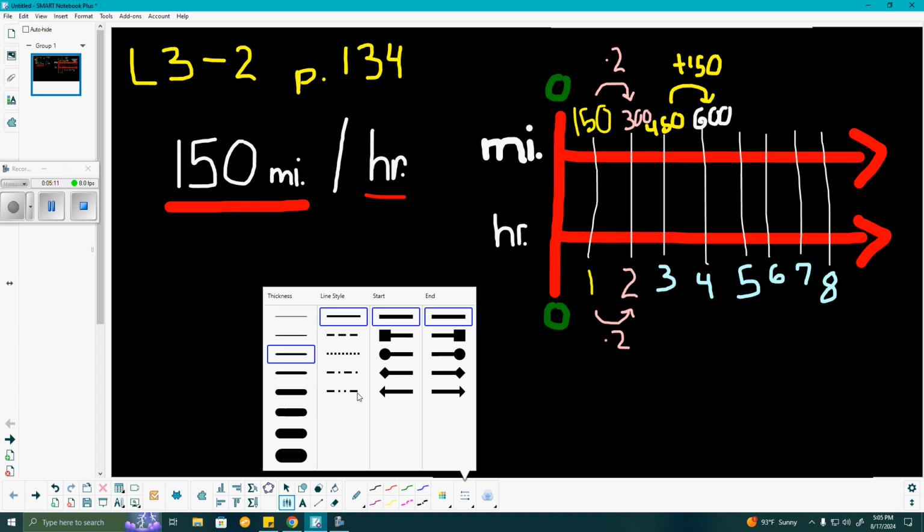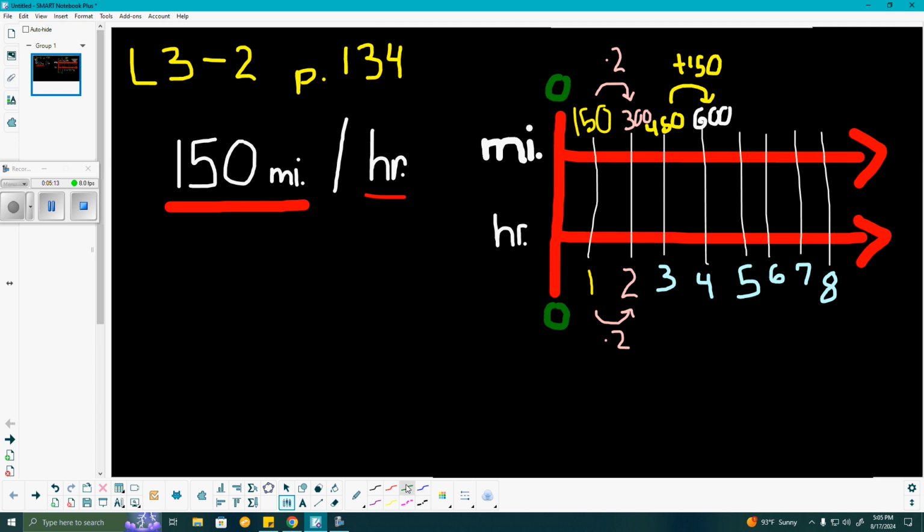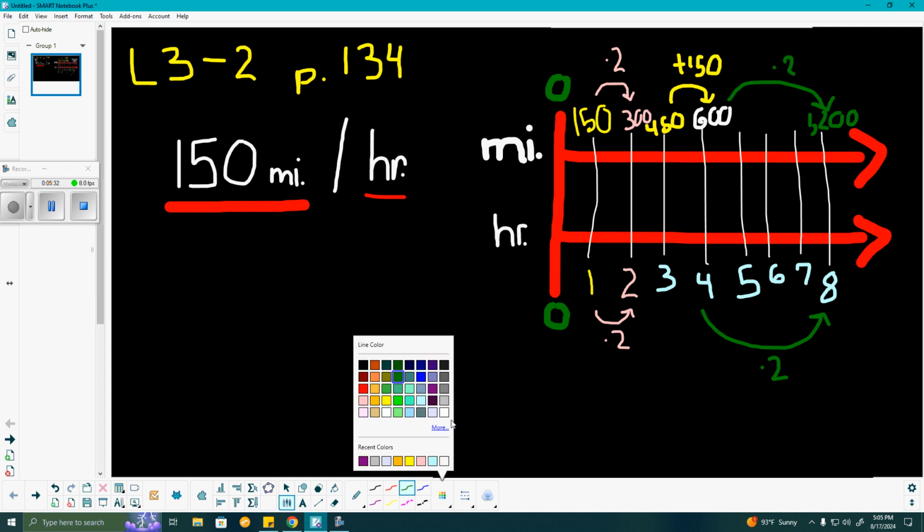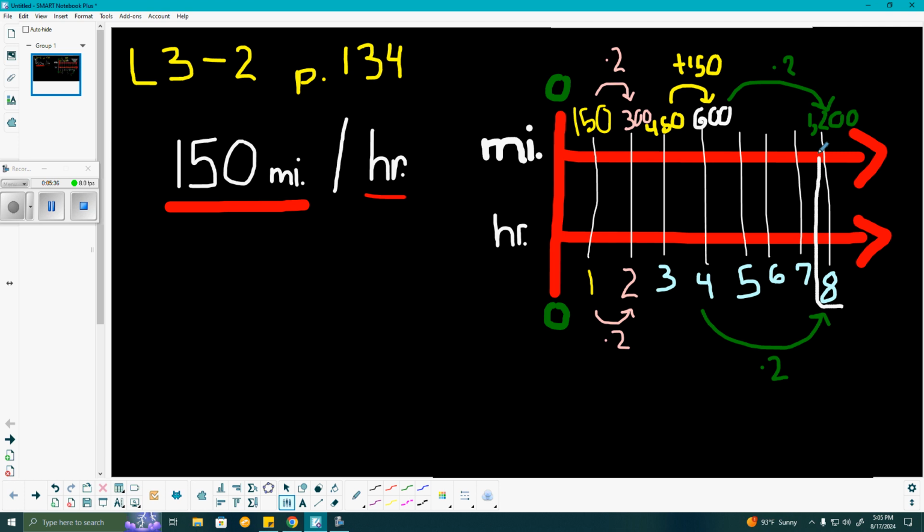One thing that I could do here, logically, is that I could say 4 times 2 is 8. So therefore 600 times 2 is 1,200. That lets me know that in 8 hours the train would go 1,200 miles.